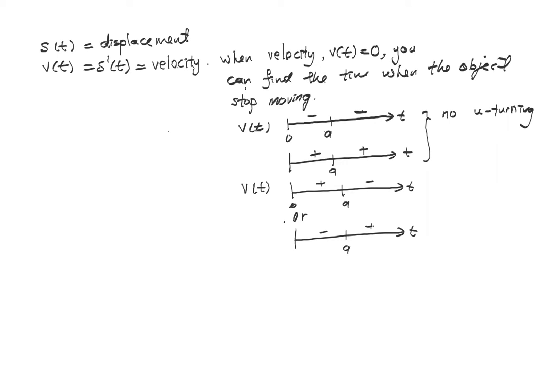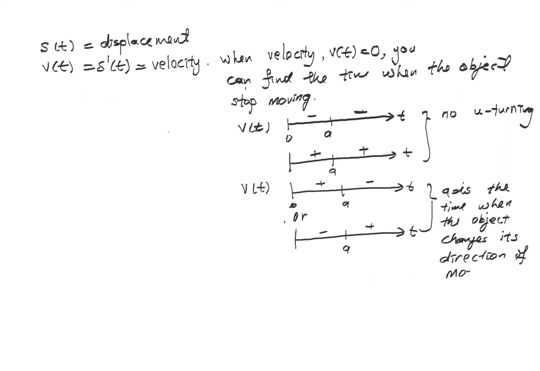that means this shows that A is the time when the object changes its direction of motion. That's all. Clear? Okay, that is when you put your V(t) equal to 0. If the question asks you to find the time when the object changes its direction of motion, then you do that.